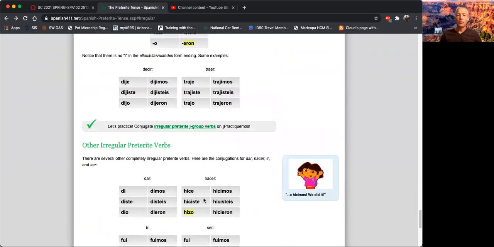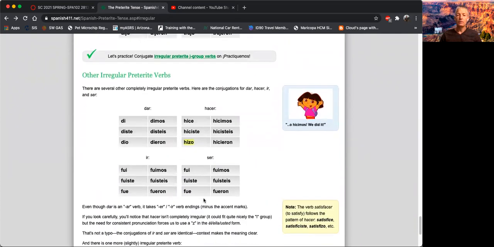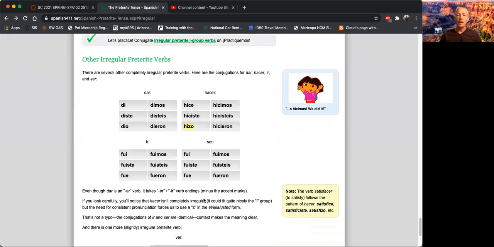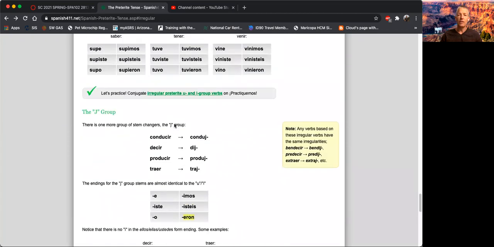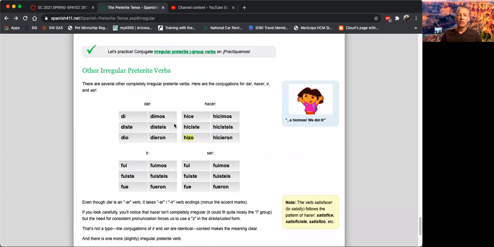Okay, now we have our special verbs. Now, these verbs kind of stand on their own, and they have a little bit of differences. Now, the verb dar, to give, it's an AR verb with ER and IR endings and no accents. And by the way, no accents on any irregular verbs ever. You will never see an accent. So let's talk about dar. Di, diste, dio, dimos, disteis, dieron.